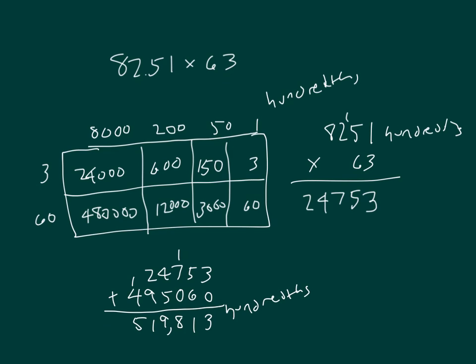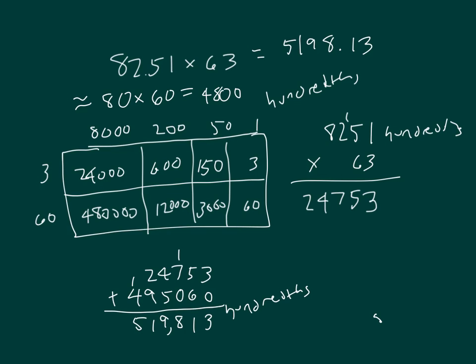Big step to remember there. So our answer is 5,198.13. Forgot to estimate our product when we started. That would have been equal to 80 times 60, which equals 2 zeros and a 4,800. That would be a good estimate.